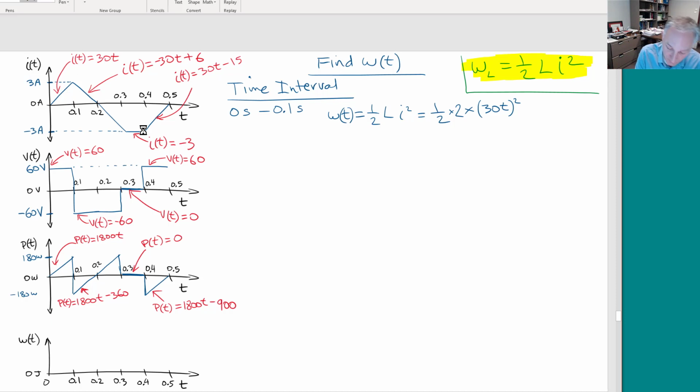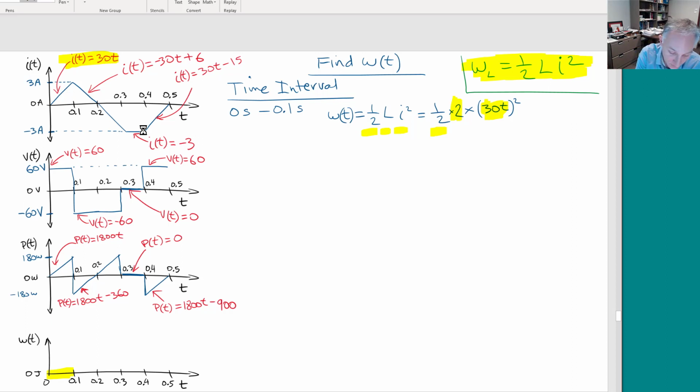Okay, so now let's consider the first time segment here, 0 to 0.1 seconds. So then the equation for energy is 1/2 Li squared, and that's equal to 1/2 here, and then 2, because we have a 2 Henry inductor. That's what we're working with. And then this is I, so 30t is I, and of course that's coming from up here. So we're using the mathematical form again.